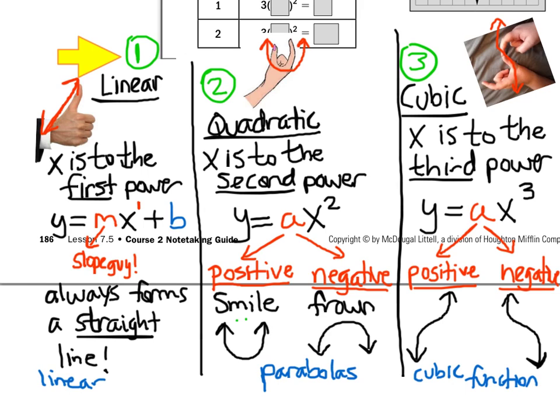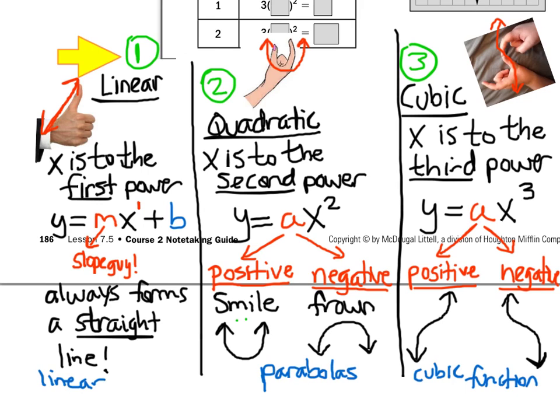Now there are two things that could happen. If that number a is positive, then when we graph it, it's going to form a smile. It's going to go up the curve. If that a is a negative number, it's going to go down like a frown. The correct word for this shape in math is a parabola. All right, take a look at number 3.